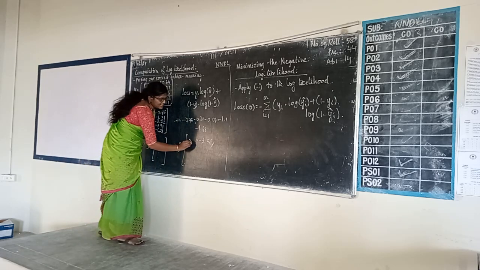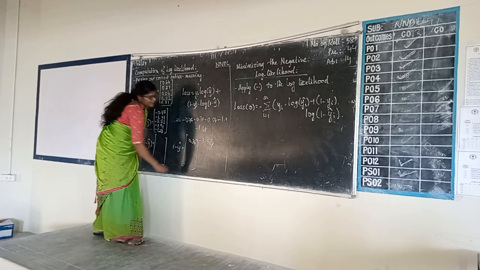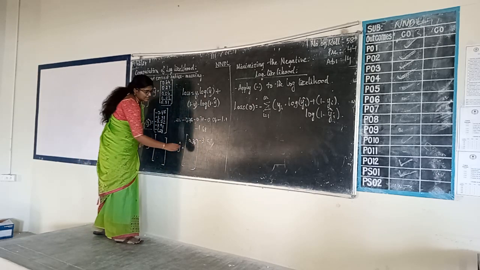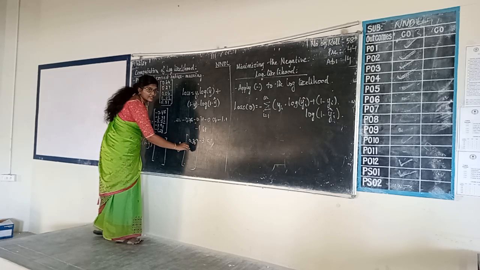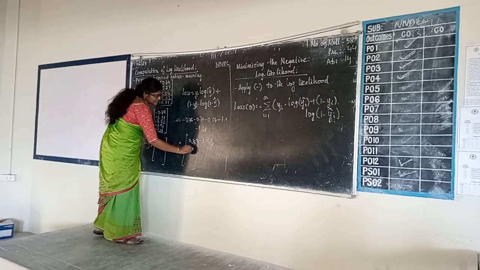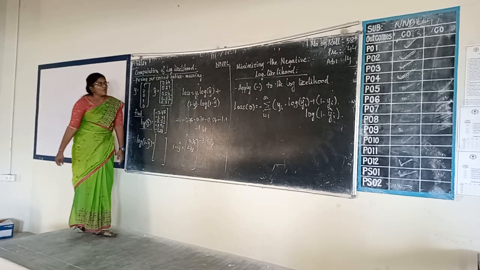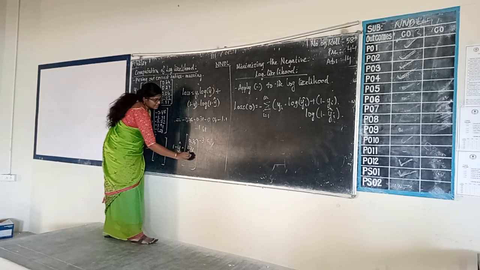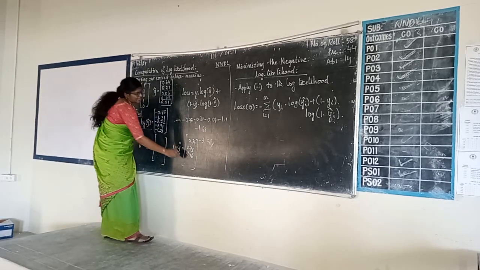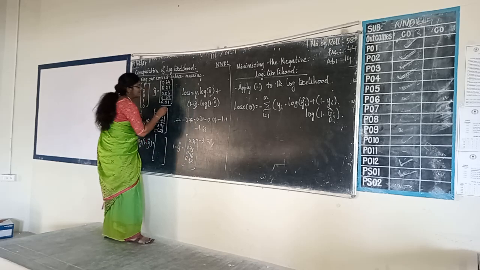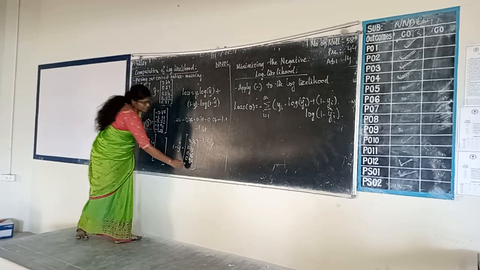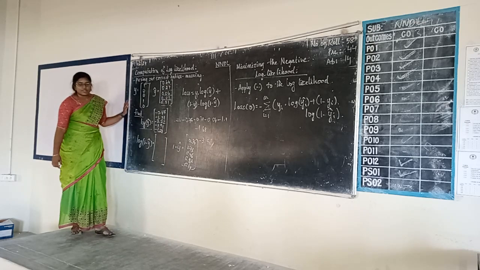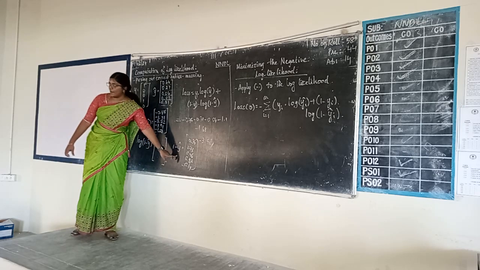1 minus 0.64 is 0.36. Then 1 minus 0.27 is 0.73. Next 1 minus 0.04 is 0.96. Then 1 minus 0.02 is 0.98, and 1 minus 0.81 is 0.19. Am I right? So now we got 1 minus y cap.